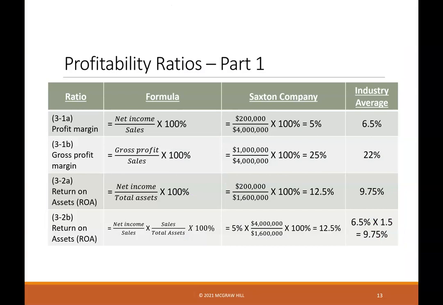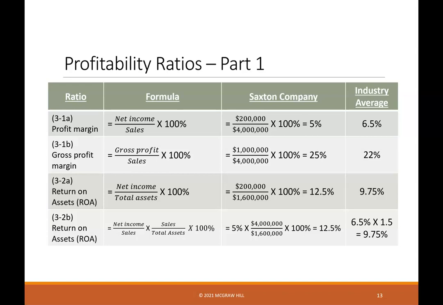Profitability ratios, Part 1. The profit margin formula is net income divided by sales, and for Saxton Company it is 5%. So the net income and the sales come from the income statement. The gross profit margin is gross profit divided by sales. So for Saxton Company, the gross profit and sales come from the income statement, and that's 25%.